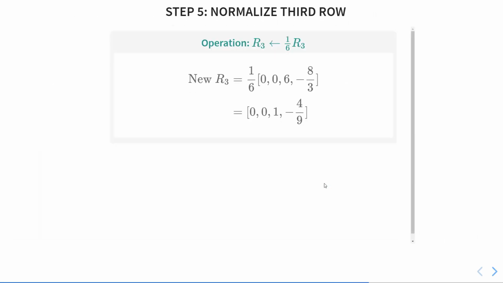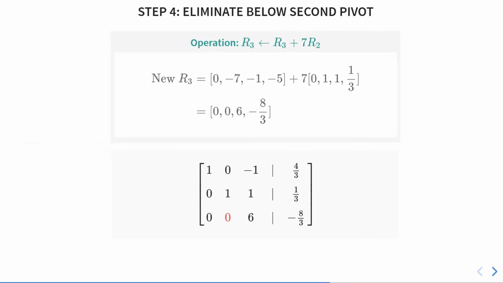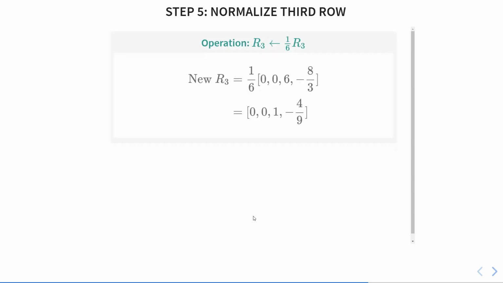Now I am going to normalize the third row. I am going to make the third row third element 1. Our target is that all diagonal elements should be 1. So here is the normalized third row: I am doing R3 divided by 6, which gives the new R3. New R3 will be 0 0 1 4 by 9. After doing that operation, we will get that.